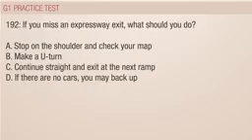Question 192. If you miss an expressway exit, what should you do? A. Stop on the shoulder and check your map. B. Make a U-turn. C. Continue straight and exit at the next ramp. D. If there are no cars, you may back up.